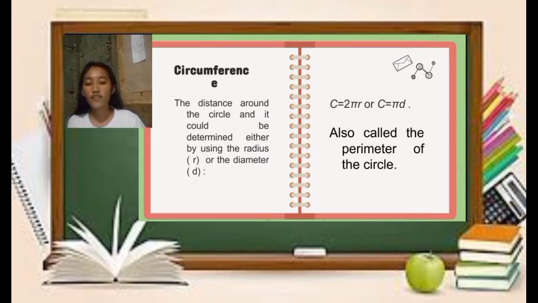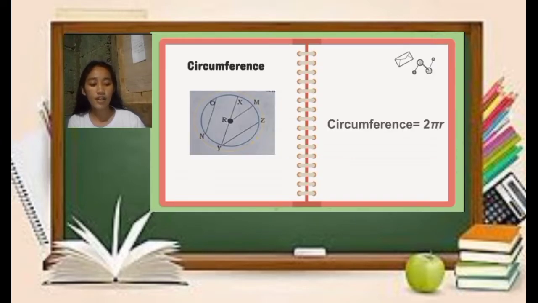When we say circumference, it is the total distance all around the outer line of a circle, and it could be determined by using either the radius or the diameter. Circumference equals 2 pi r or circumference equals pi d. Circumference is also called the perimeter of the circle. As you can see here in the figure given, circumference is 2 pi r or pi d.